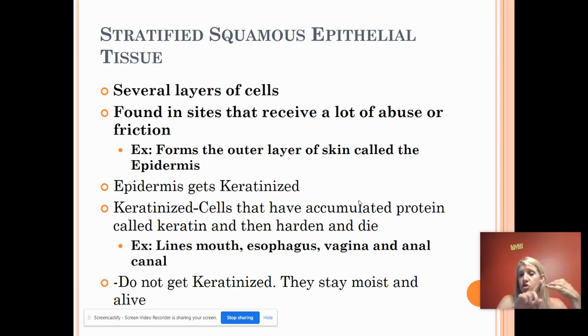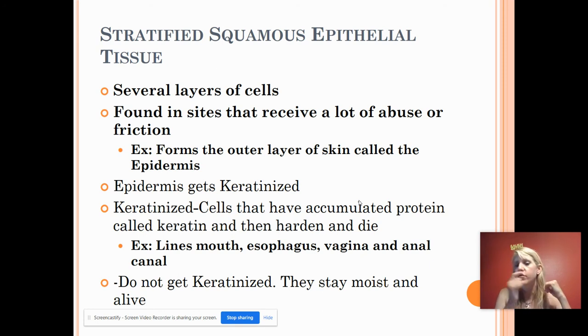So your esophagus, your mouth, your vagina, and your anal canal, all places that get lots of abuse and friction, need to be able to have lots of layers. So if you rip the first ones off for whatever reasons, it's okay. They don't get keratinized. The epidermis, I forgot that. So like your arm is made up of epidermis, and it gets keratin. It's hard, right? It's not soft.